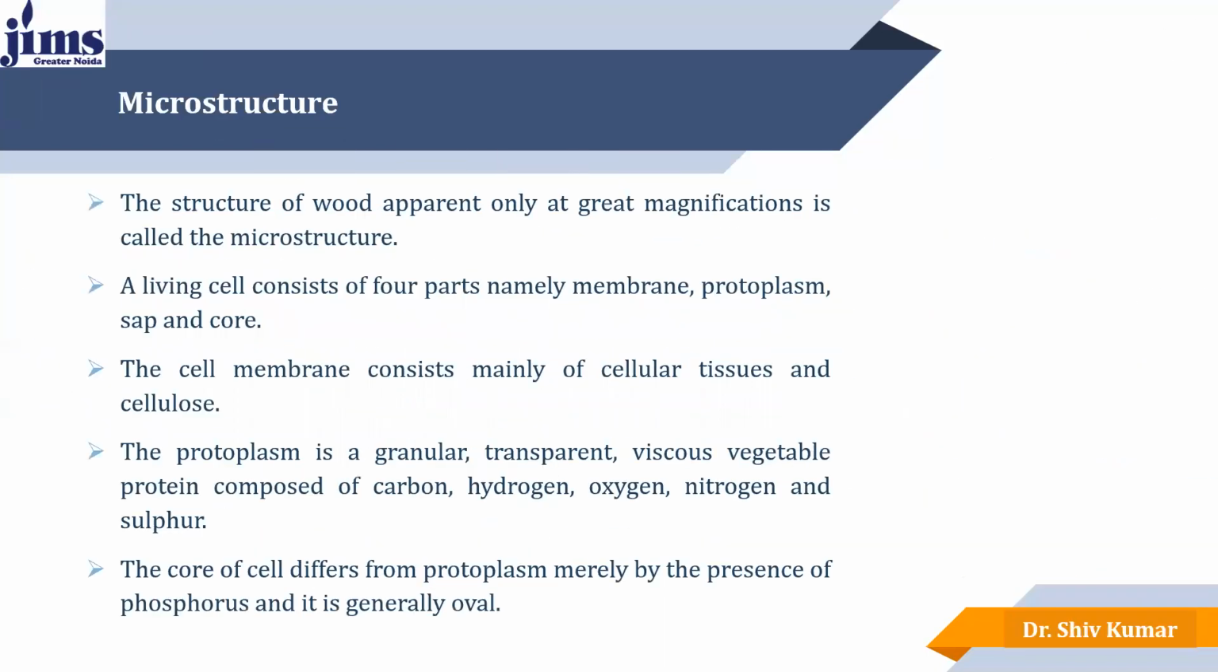The next is the microstructure. The microstructure is that which cannot be seen by the naked eye, only at great magnification. This is the living cell, which consists of basically four parts. The first is the membrane, a thin layer; then protoplasm, the plant protein; sap; and core, the innermost part of the plant. The cell membrane consists mainly of cellular tissue known as cellulose. The tree is basically composed of cellulose and hemicellulose. The protoplasm is a granular, transparent, viscous vegetable protein composed of carbon, oxygen, nitrogen, sulfur, and hydrogen.